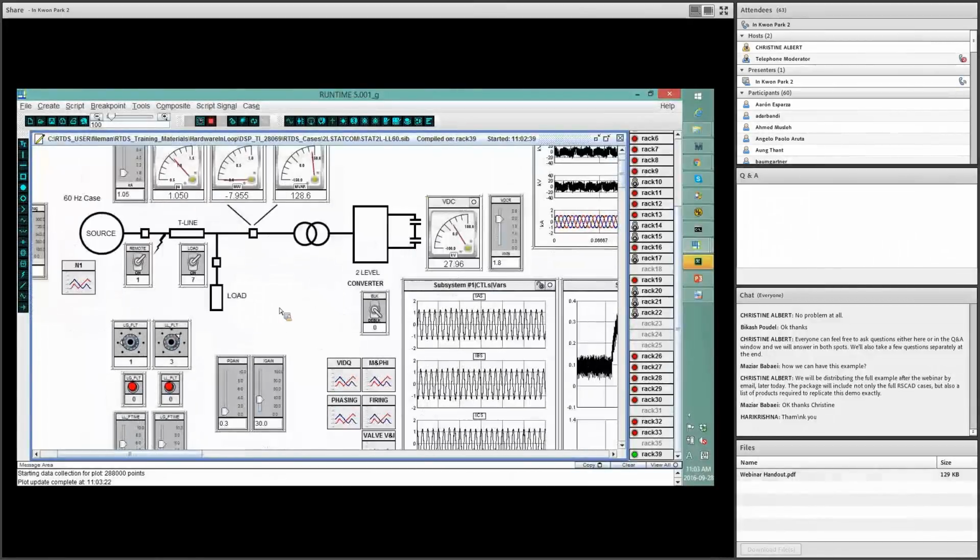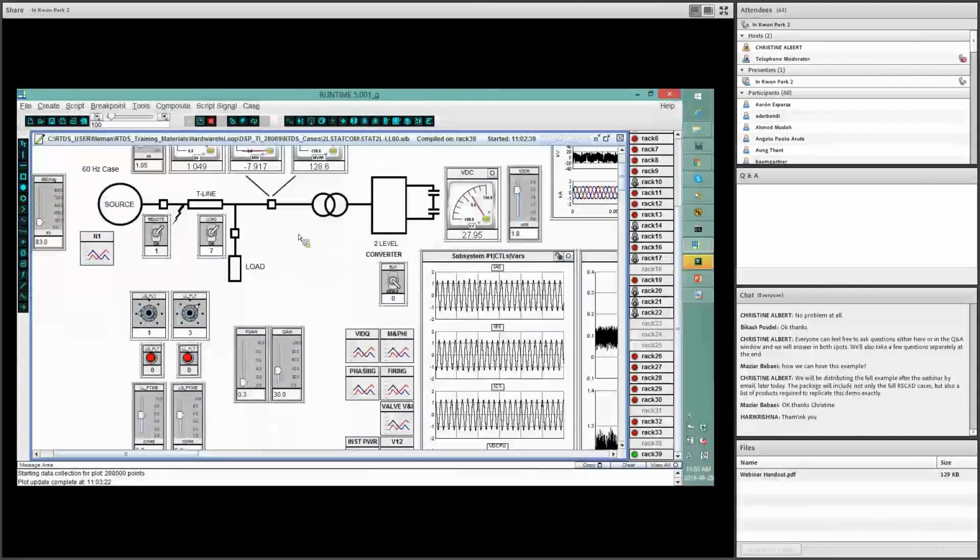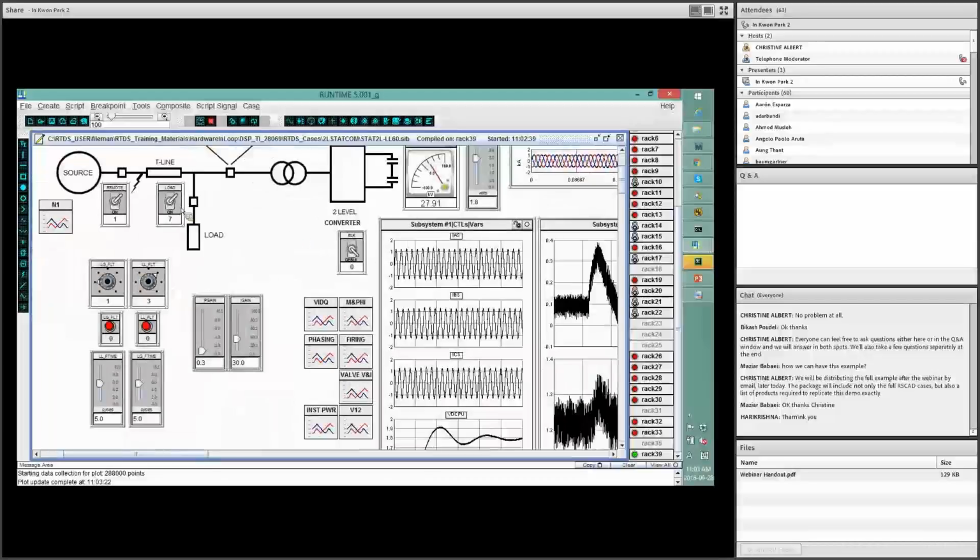Then the next thing I want to give a try is to see what happens if I cut off the load from the circuit. So I turn off this switch.